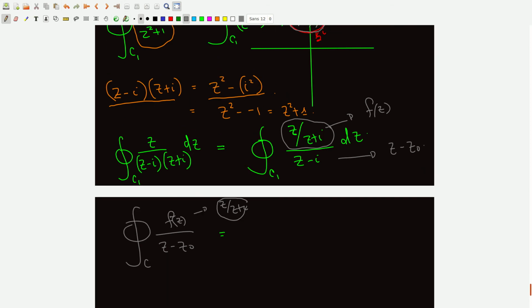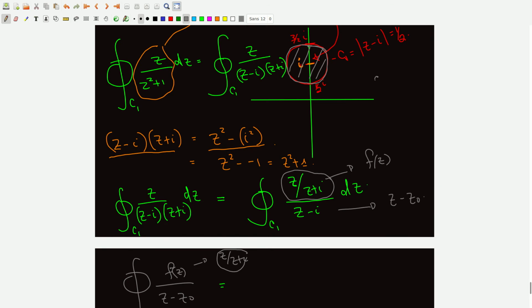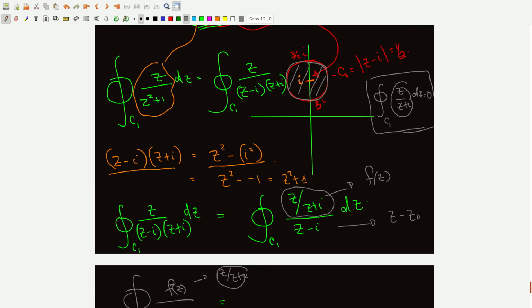Alright, so next, I just want us to note something here: if we were computing just the integral over C1 of z over z plus I dz, please note that by the Cauchy theorem this would be 0, because Cauchy's theorem told us that if our function f of z is analytic everywhere inside C and on C, then the value of this integral is simply going to be 0. That is what Cauchy's theorem would tell us.